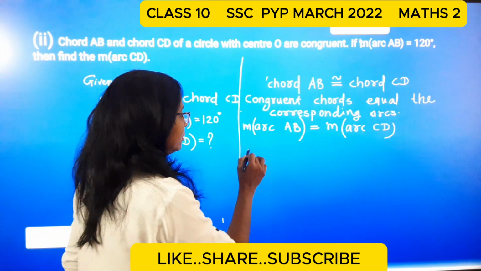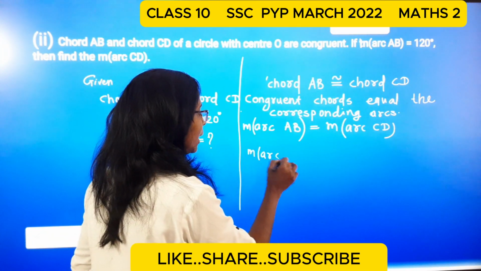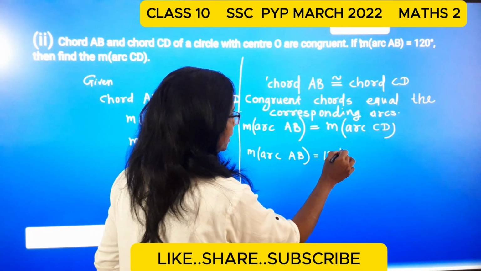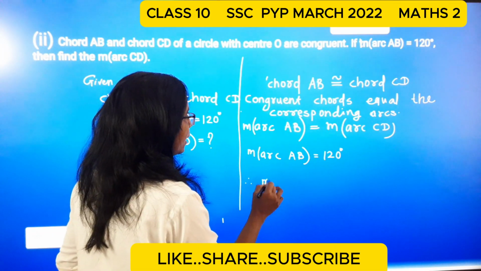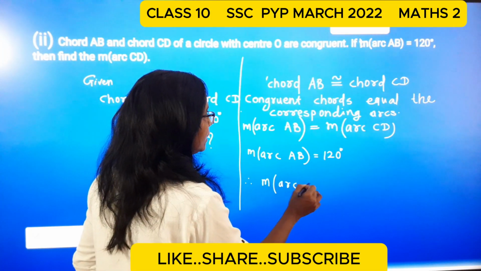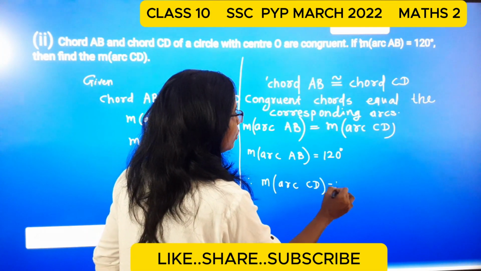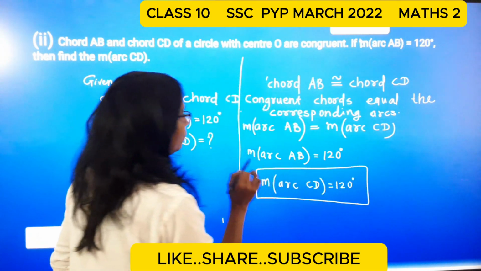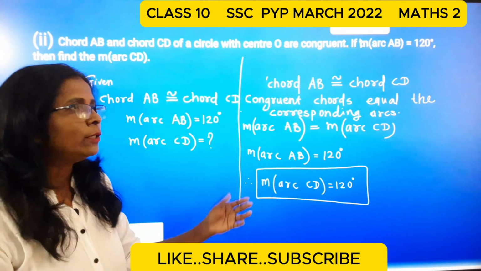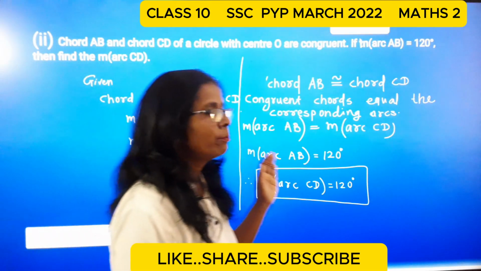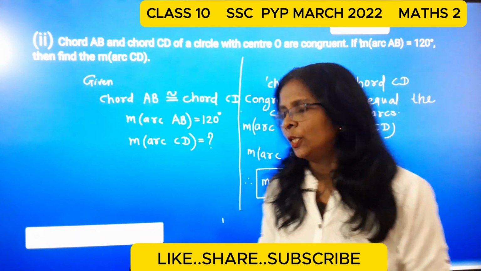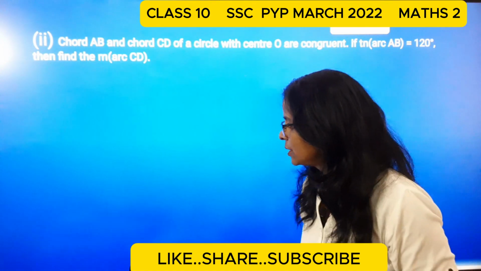So here very easy, major arc AB is equal to major arc CD, and the major arc AB is equal to 120 degrees, and therefore students, major arc CD is equal to 120 degrees. Very easy example, students. Without a diagram we can calculate it. Okay, so now here next example.